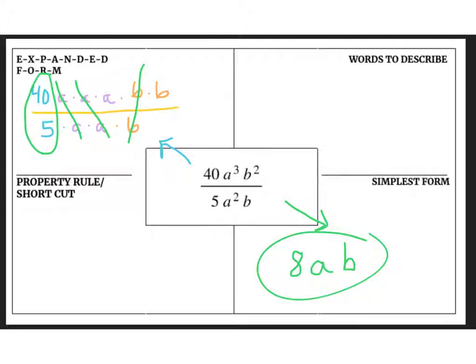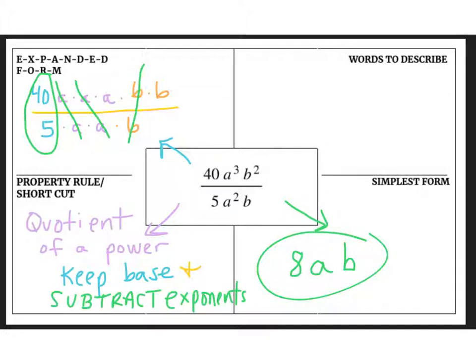So my property rule, since this is a division problem, is the quotient of powers, where we could have kept the base and subtracted the exponents. Okay, so I've written the quotient of power, keep the base, subtract the exponents. Words to describe up here, I might again go back to that idea of coefficients and to use division on the coefficients and use subtraction on the exponents. Okay, so I typed that up to make it a little neater. All right, I think this one is finished.